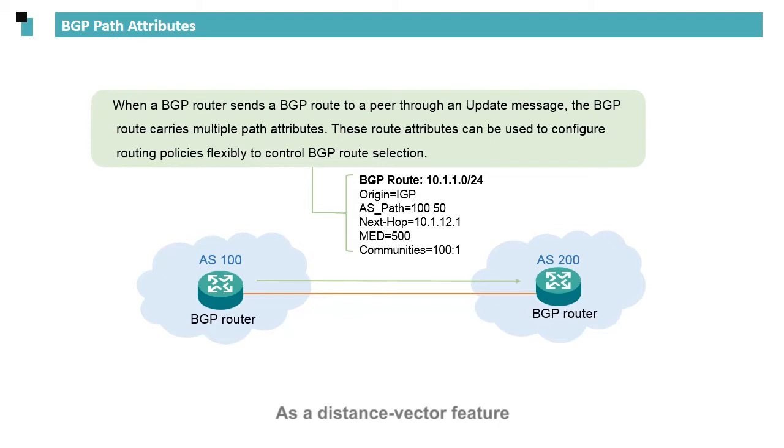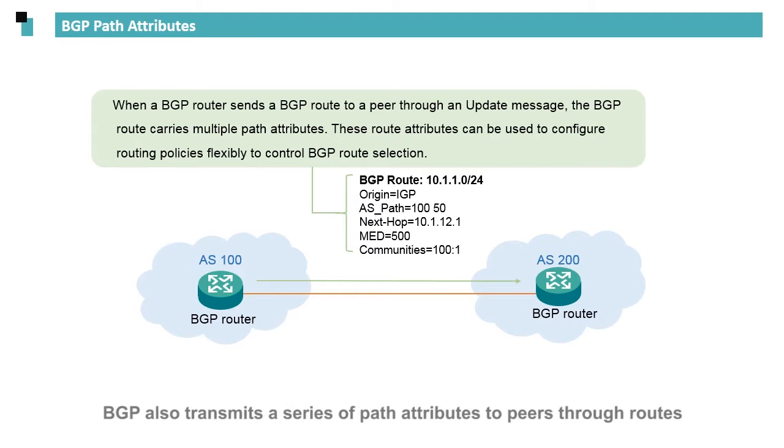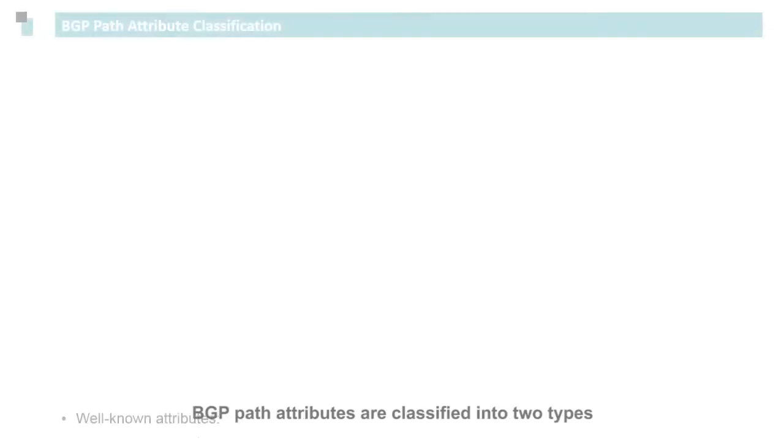As a distance vector protocol, BGP transmits BGP routes between peers, which is similar to RIP. In addition to route prefixes, BGP also transmits a series of path attributes to peers through routes. We can configure routing policies flexibly based on these path attributes.